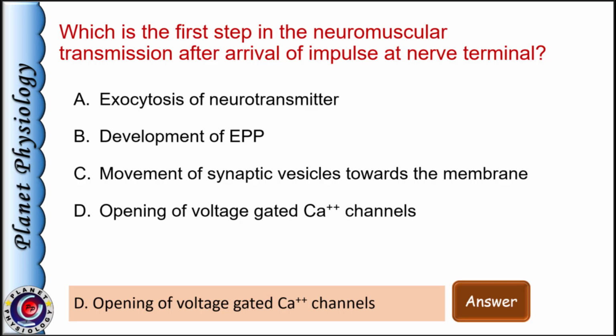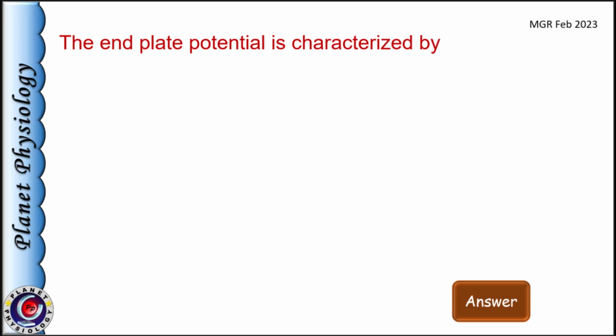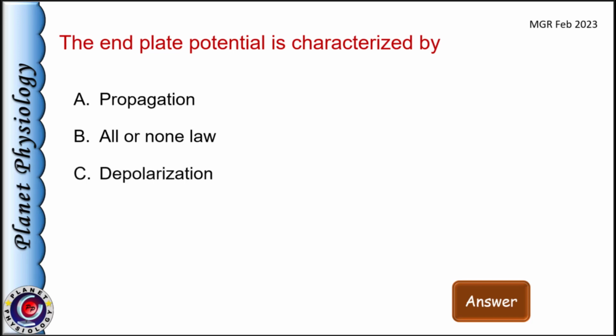Next question. This is from MGR University question paper. End plate potential is characterized by A. Propagation, B. All or none law, C. Depolarization, and D. Hyperpolarization. Okay.